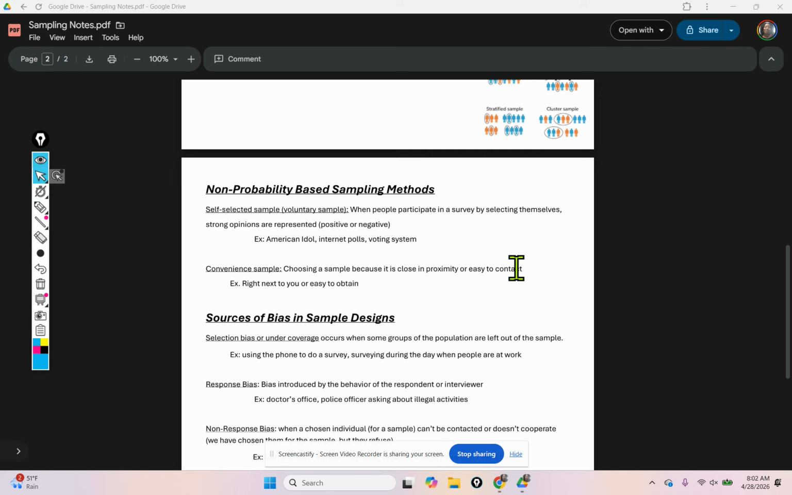Some sources of bias in your sample will be selection bias. Selection bias is basically when groups of the population are left out of the sample. So a selection bias would be if you're doing a phone survey, or you're surveying people when they're at work, or if you're saying, oh, I just want to survey girls and not do the boys. That's a selection bias. You're choosing which groups you want to survey.